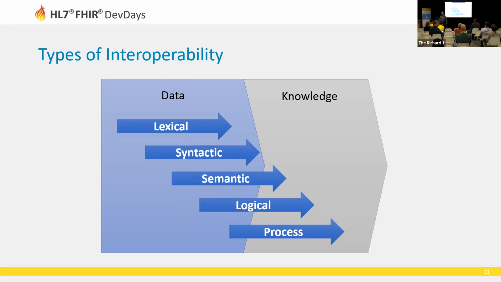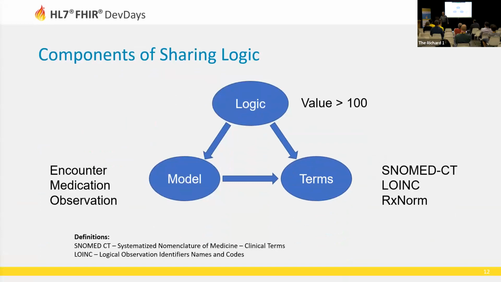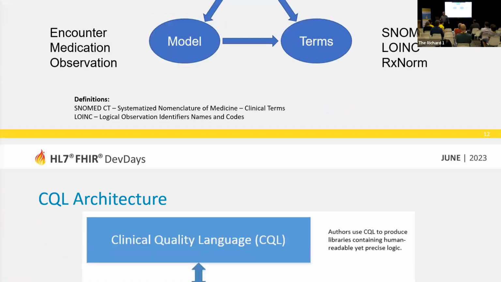Fair enough. All right, so those are types of interoperability, and what we're focused on with CQL is this logical interoperability. We want to be able to share expressions. That's what we care about. So how do we do that? When we talk about sharing logic, we allow the model and the terms to evolve independently. The model is the structure, the terms are the semantics, and the logic is the behavior or expressions that we want to share on top of that.